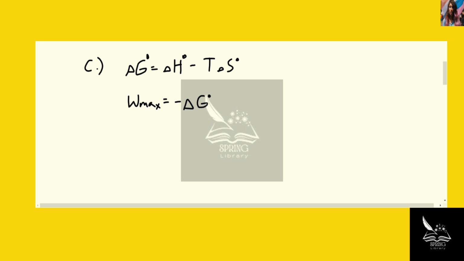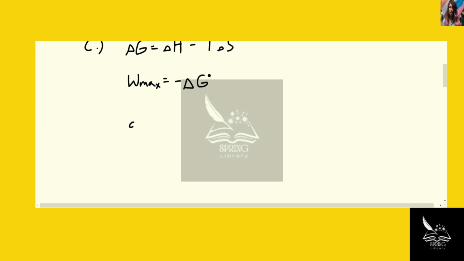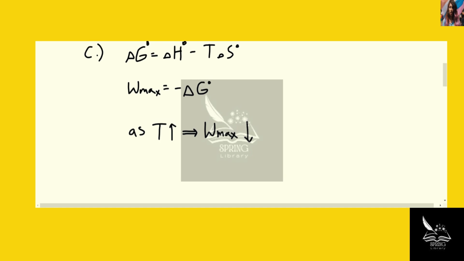And as delta G becomes more positive, based on this relationship, the maximum obtainable work will decrease by becoming more negative. So therefore, as we increase the temperature, the maximum obtainable work that we can achieve decreases, because as we increase that temperature, we increase delta G and therefore decrease W max.